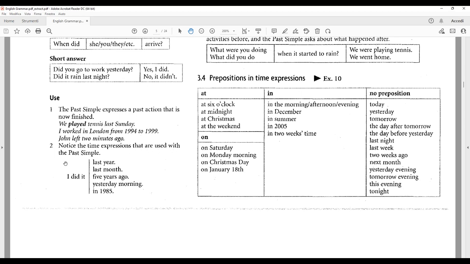Notice the same expressions that are used with past simple. I did it last year, last month, 5 years ago, yesterday morning, in 1985. Sono degli esempi che vi mostrano l'uso del passato. Quindi I did it, ho fatto quella cosa, l'ho fatto. Last year, l'anno scorso, lo scorso mese, 5 anni fa, ieri mattina, nel 1985, ossia ogni qualvolta viene espressamente indicato un momento nel tempo passato a cui ci si sta riferendo.